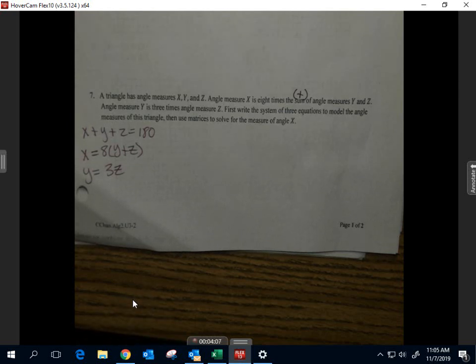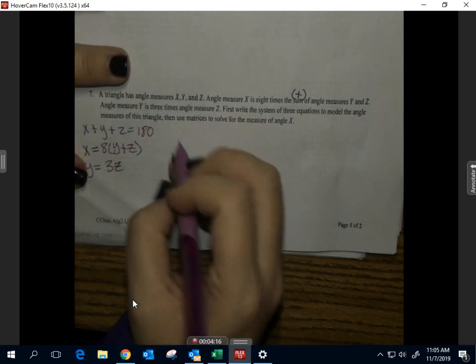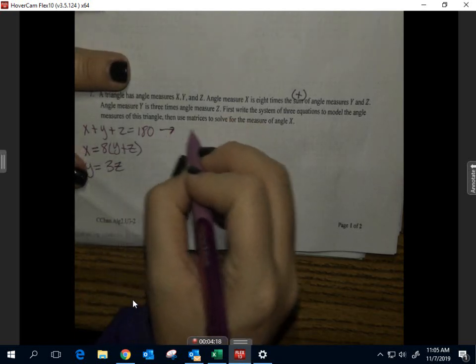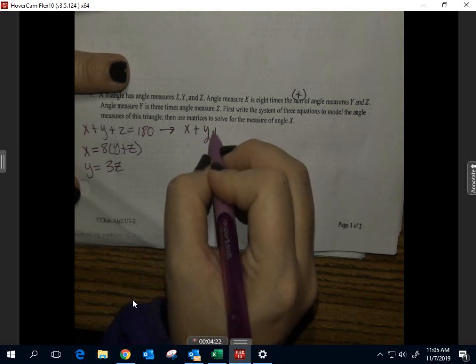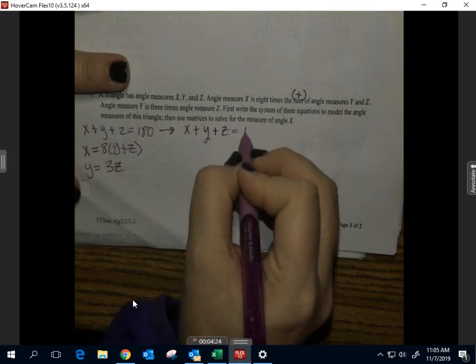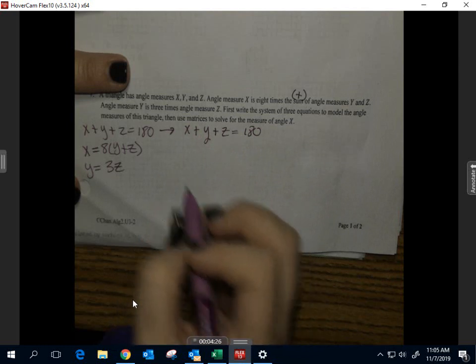What's wrong with our 3 equations? They don't line up, do they? So we need all the variables on one side. So this first one's okay. It's good to go, right? All the variables are on the same side. But we need to rewrite this one.